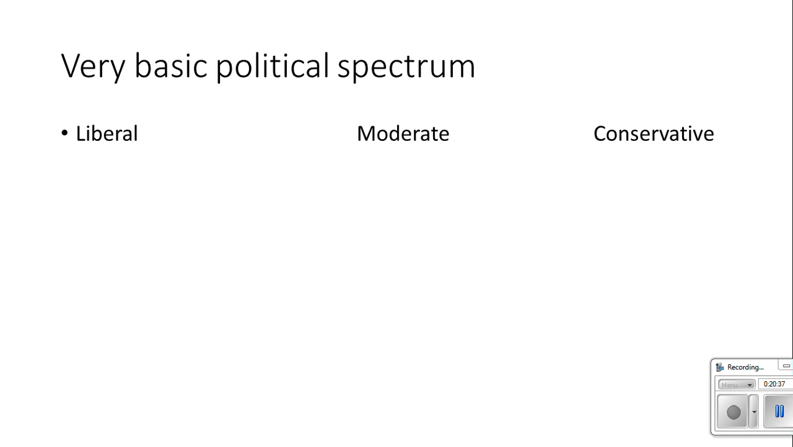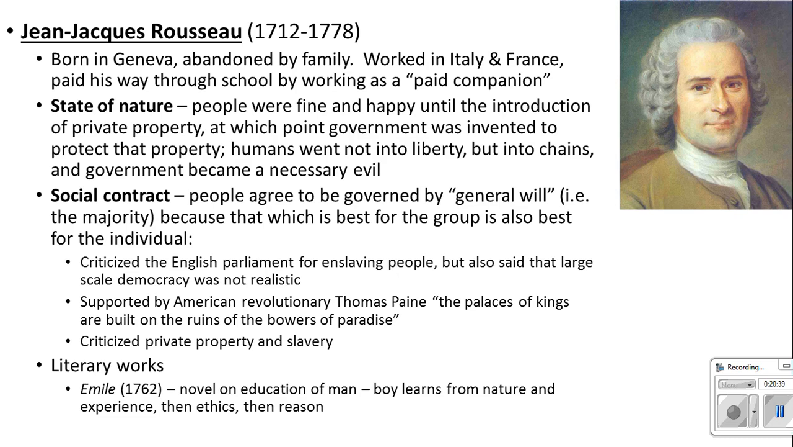Anyway, continuing back to our authors. We did Hobbes, we did Locke, now we must do Rousseau. Jean-Jacques Rousseau was born in 1712 and lived until 1778. He was born in Geneva, so he's Swiss, and was abandoned by his family, so he had kind of a tough life growing up. He worked in Italy and France, and he paid his way through school by working as a paid companion, which, you know, he's a pretty sharp-looking guy. You can imagine why somebody would be interested in having him as their companion, I suppose.